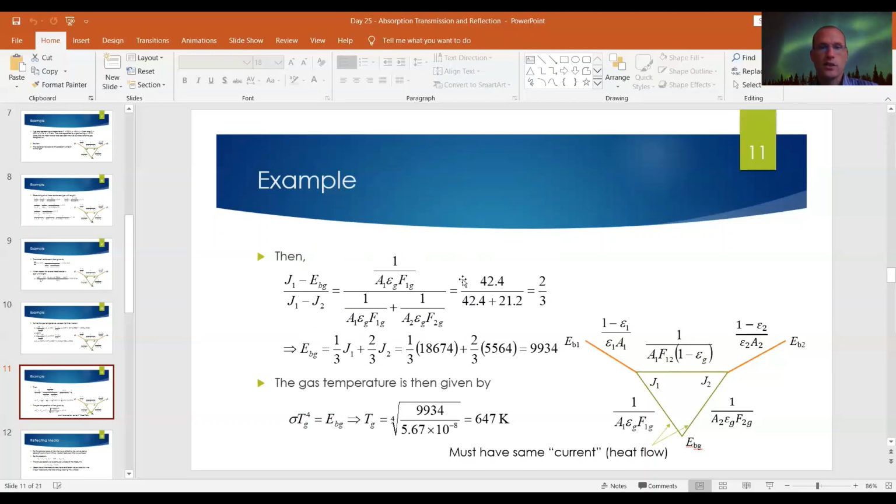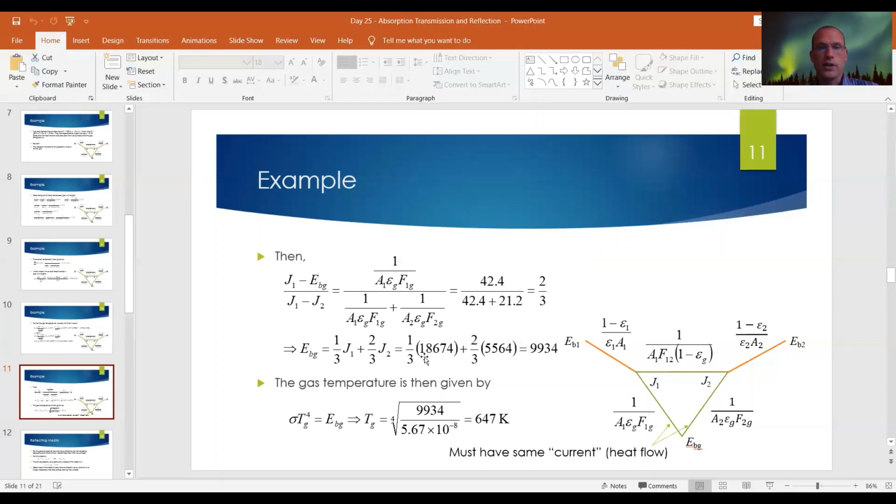I know this total resistance is 42.4. This guy is the same as that guy, so 42.4. This guy is 21.2. So that total fraction is 2/3. So this fraction is 2/3. And now solving this equals 2/3 for EBG, I get that EBG is 1/3 J1 plus 2/3 J2.